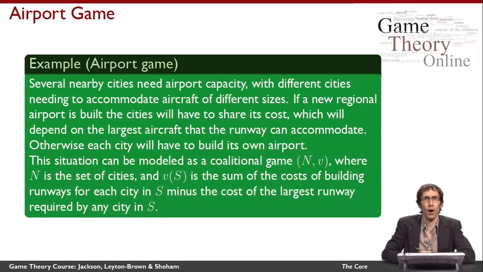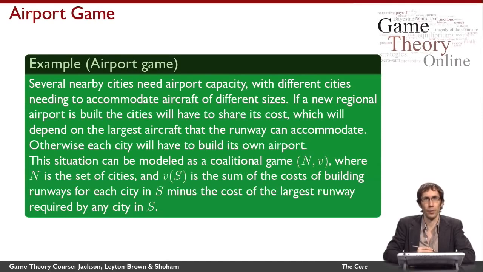I want to say one more positive thing about the core, and to do that, I'm going to illustrate another coalitional game example. This is called the airport game. In this example, there are several different cities in the same geographical area that need access to airports. The different cities are different sizes, and so they need to accommodate different sized airplanes. They have to decide between each building their own airport or building a regional airport and sharing the cost of building the regional airport amongst all the cities.